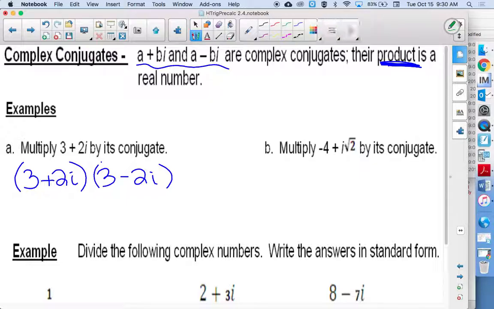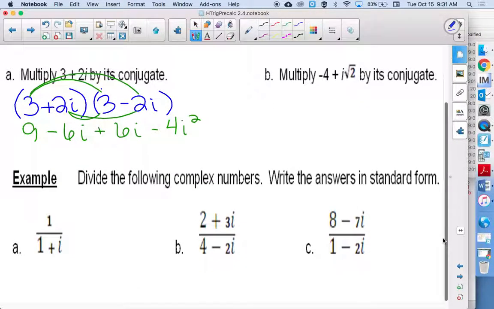And our goal is to multiply this to see, does it really make a real number? So, Josh, 3 times 3 is 9. 3 times negative 2i, negative 6i. 2i times 3, plus 6i. And then 2i times negative 2i, negative 4i squared. So when you FOIL that, Josh, what do you notice about the middle two numbers? They cancel, and that's what happens with conjugates. Anytime you use a conjugate, the middle two numbers cancel because one's a plus and one's a minus. That works for any conjugate.